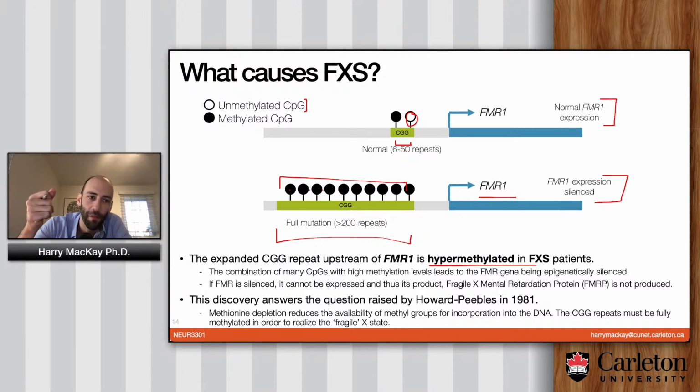So this really kind of answers the question that Howard Peebles raised in '81, because they noticed that the level of methionine in the medium seemed to correlate with the level of expression of this X chromosome deformity, and lo and behold, the reason for this is because the actual physical manifestation of Fragile X has to do with methylation. DNA methylation was not a topic that they thought very much about back in the 80s. It's very popular now, but it wasn't a huge thing back in those days. So we kind of answered that question for her, and I think it's pretty cool.